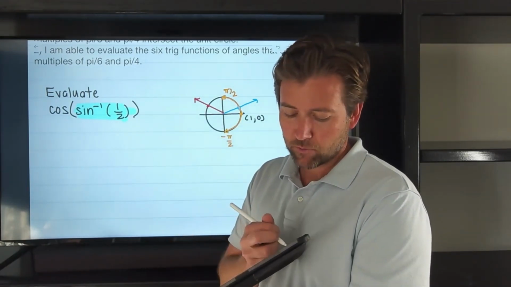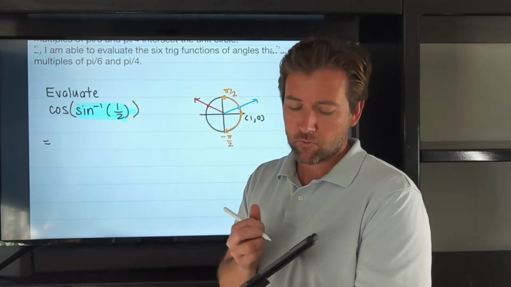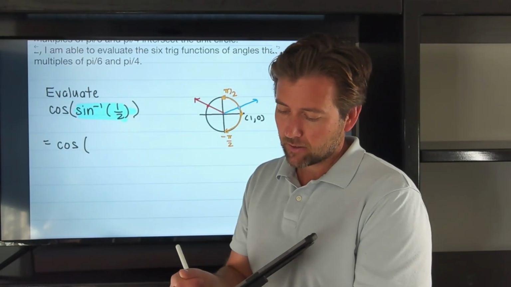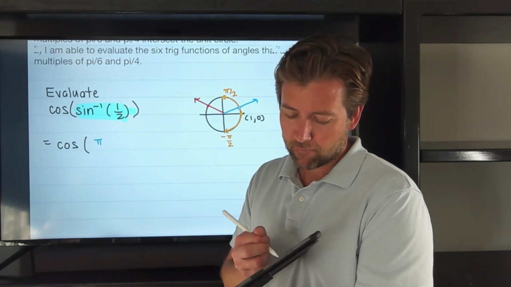That's one of the angles that we're supposed to be familiar with, angles that are multiples of pi over 4, and in this case, pi over 6. So this is the cosine of pi over 6.